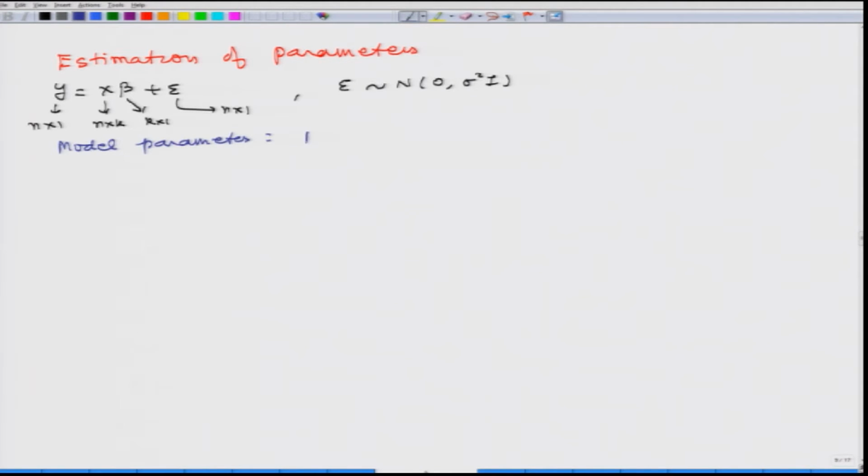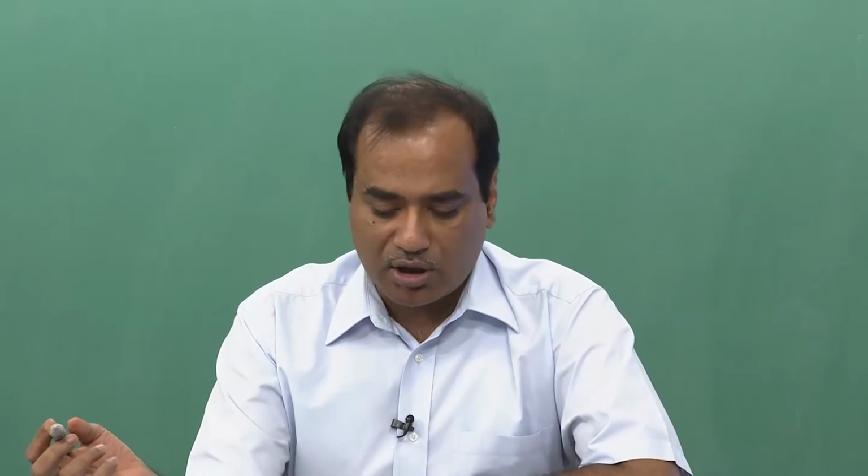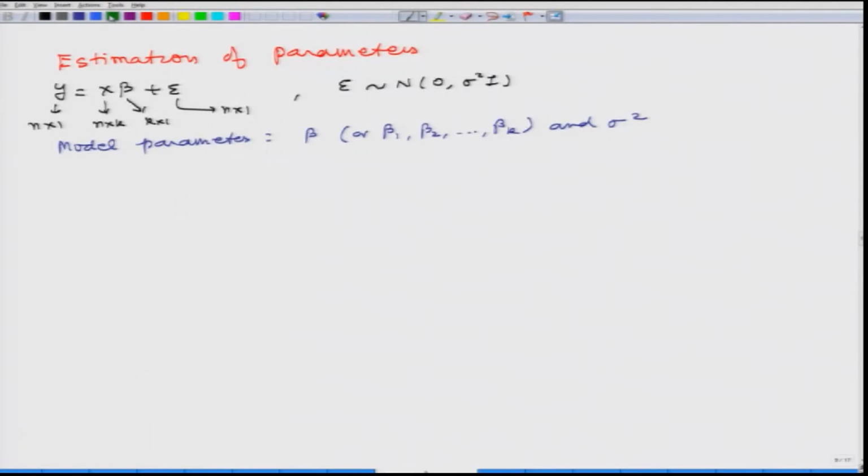are the beta vector, or it is equivalent to saying beta 1, beta 2, beta k, and sigma square. So, there are altogether k plus 1 model parameters that need to be estimated to describe the model completely. Right. So, in order to estimate these model parameters, we have two options. First, I can use the principle of least squares, and second is the method of maximum likelihood.